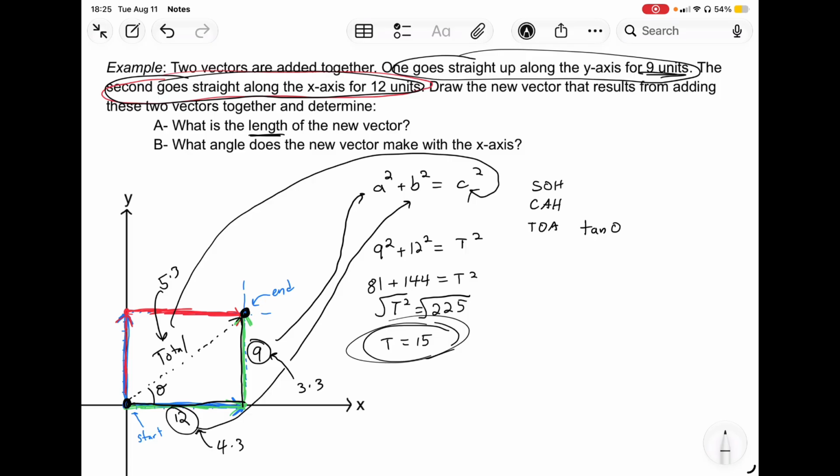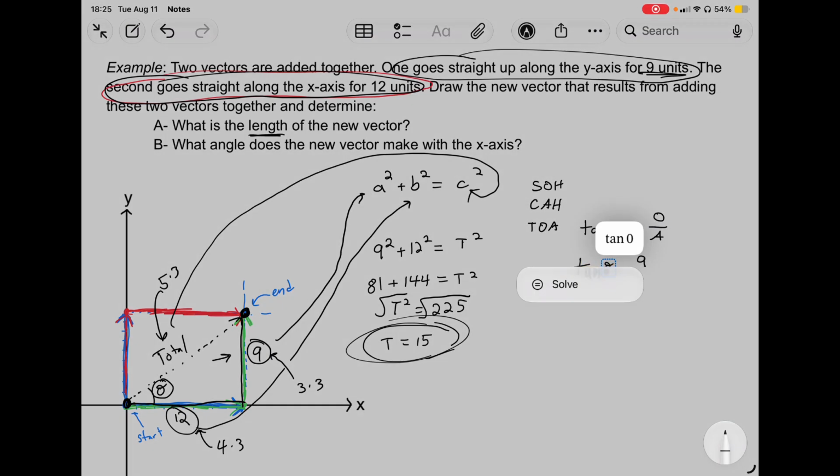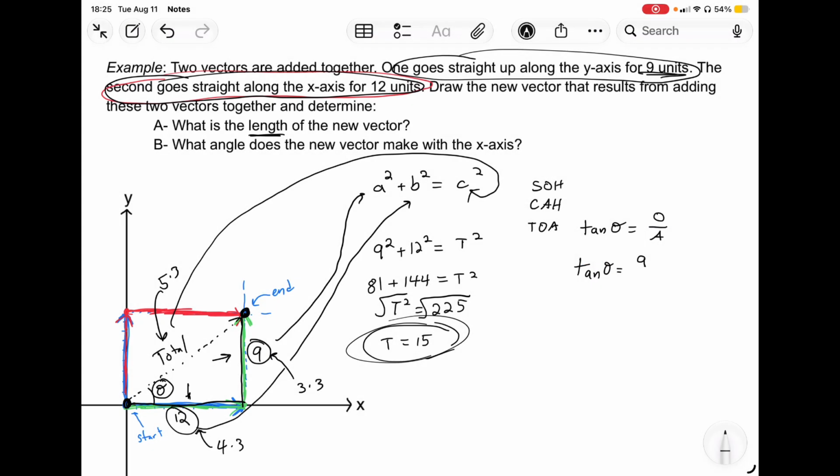So tangent of theta equals the opposite over the adjacent, right? So tan of theta equals our opposite. And if this is our theta, then our opposite is 9, right? And our adjacent will be 12. 9 divided by 12. So this is going to equal 3 over 4, or 0.75.